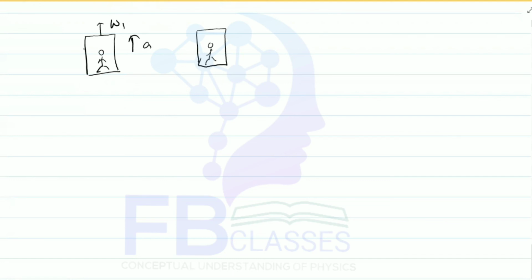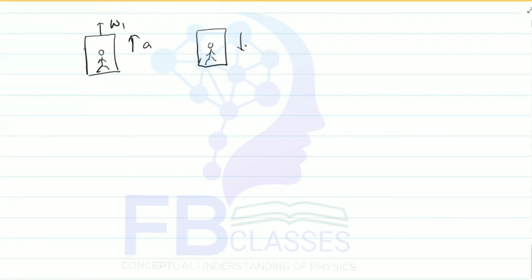Okay, so I am going to draw the lift. Free body diagrams. If you don't know the lift cases, then you can go for my video on lift cases in Newton's laws of motion. You will get the video, so you can understand from there. Now see, this is the lift, and a man is standing in the lift, and the lift is moving up with acceleration, whose normal reaction is given as W1, the apparent weight.